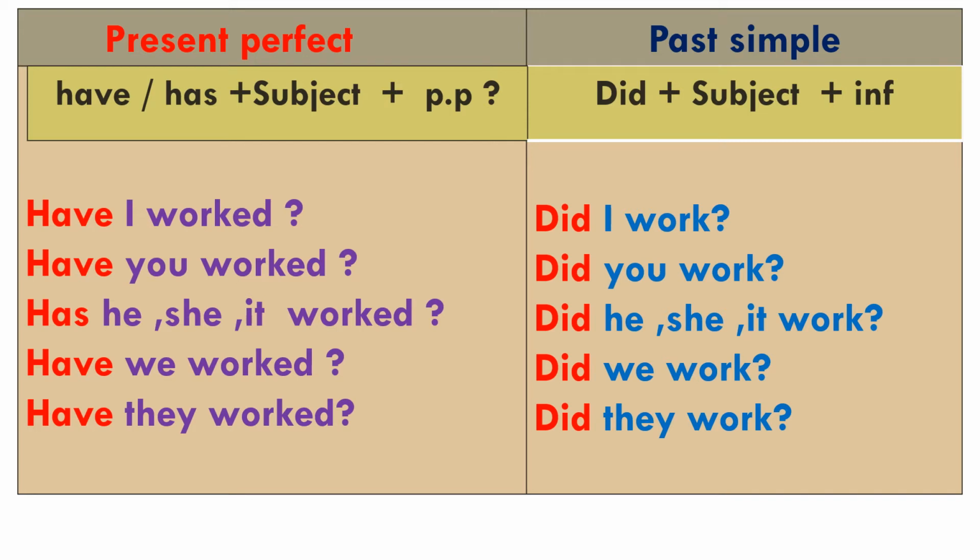How can I use this tense with interrogative? Interrogative means استفهام. كيف نستخدم هذه الصيغة مع الاستفهام؟ We begin with have or has plus subject plus past participle. Have I worked? Have you worked? Has he or she or it worked? Have we worked? And have they worked?